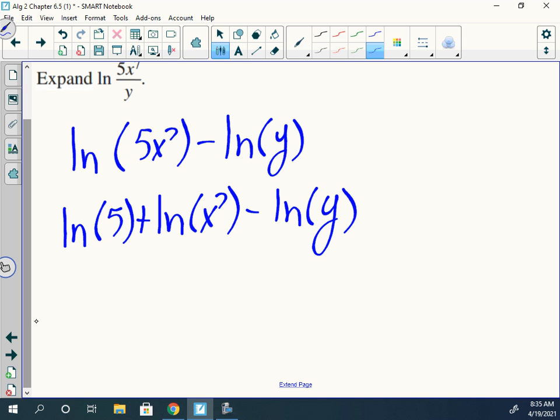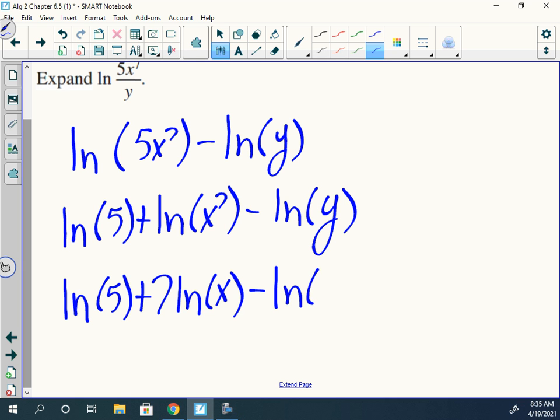Yes, because x is to the 7th, our power property says I can take that 7 and move it to the front. Which tells us that I have the natural log of 5 plus 7 natural log of x minus the natural log of y.